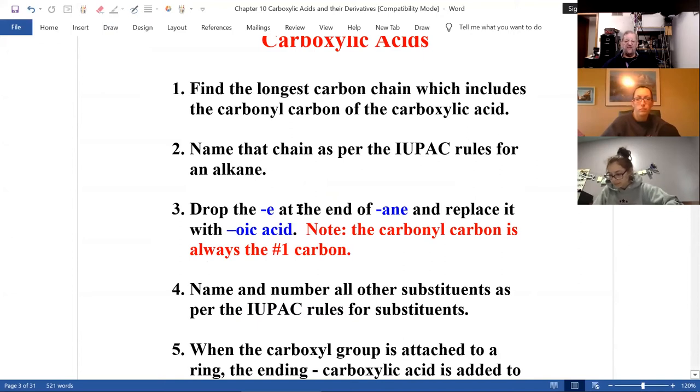Find the longest chain that has the carbonyl carbon of a carboxylic acid. Drop the E at the end of the name of the alkane of that chain, replace it with OIC and the word acid. The carbonyl carbon is always number one, so you don't need a number, just like aldehydes.